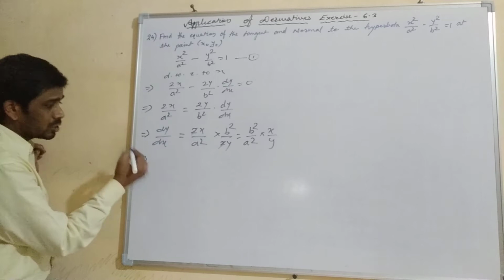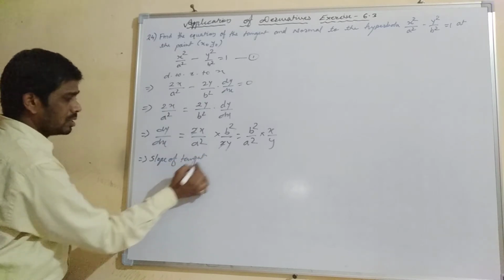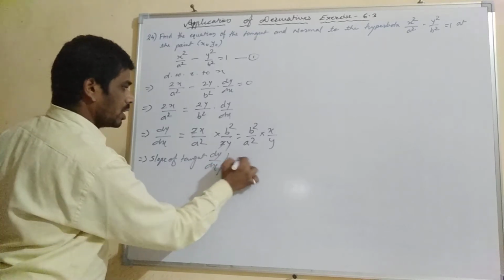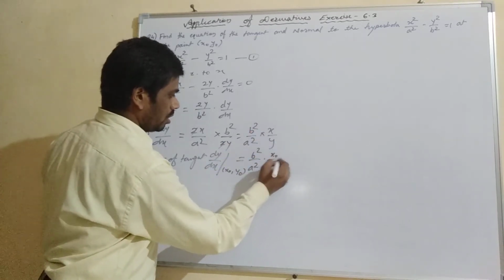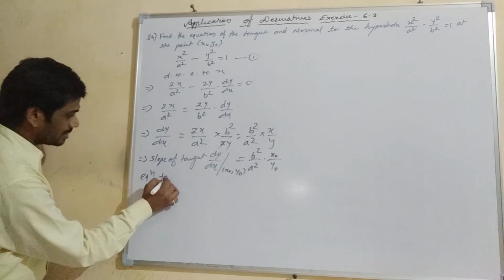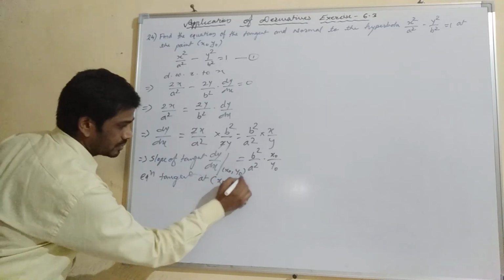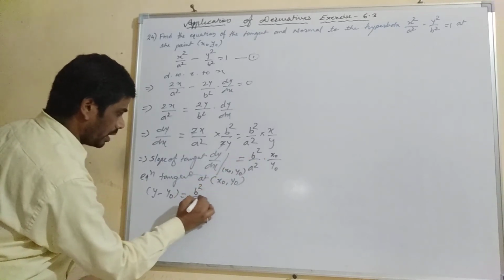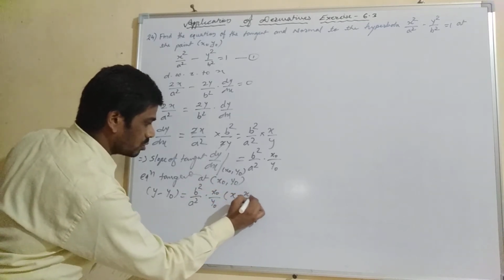Now we have to find the slope of a tangent. So slope of a tangent, dy upon dx at the point x naught, y naught, equal to b squared upon a squared, and we will put this value, so x naught upon y naught. Now the equation of a tangent at this given point will be y minus y naught equal to, this is the slope b squared upon a squared and x naught upon y naught, and here x minus x naught.